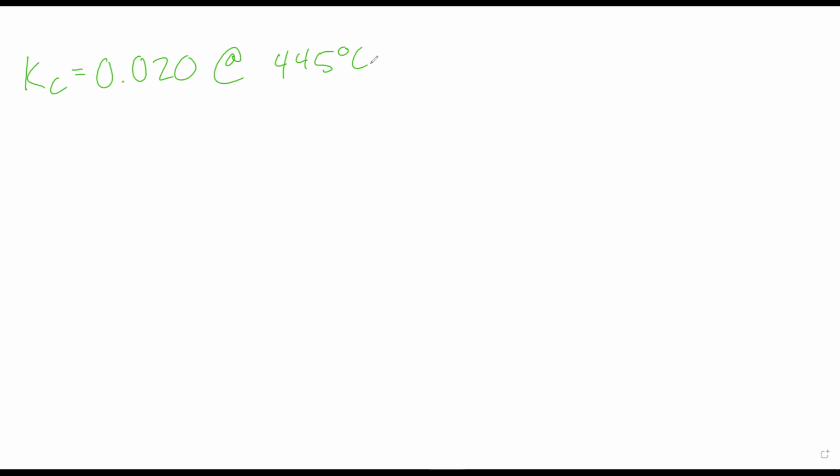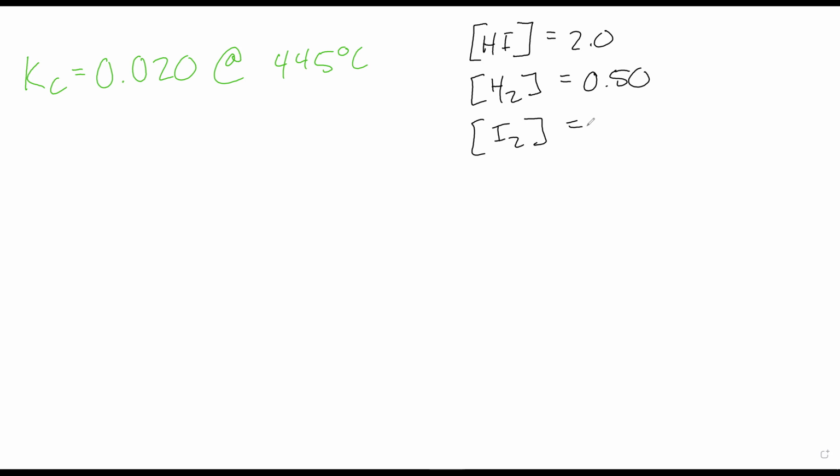We have the concentration of HI at 2.0, the concentration of H2 at 0.50, and the concentration of I2 at 0.10. And our formula looks like this: 2HI equals H2 plus I2.